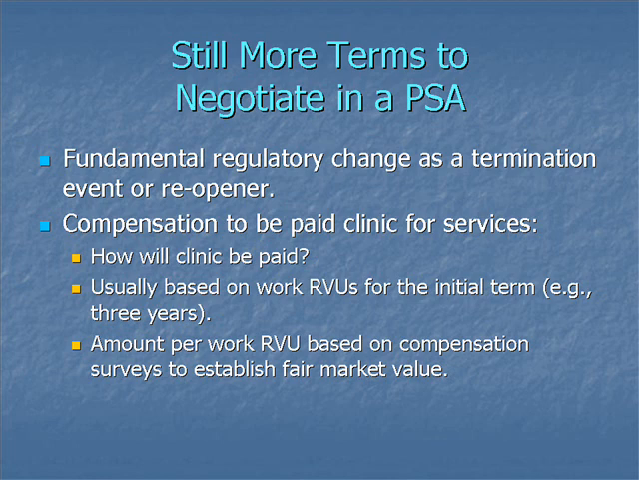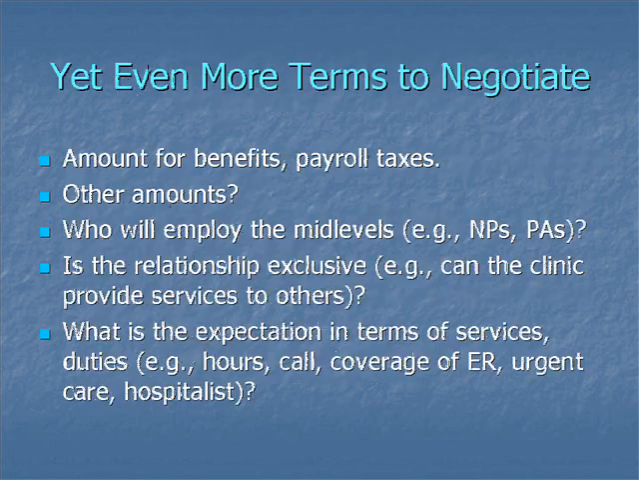In the past, and pretty typically, these have been based on work RVUs. So the number of work RVUs generated by the doctors, times a conversion factor, equals the amount that the clinic is going to get paid for their services. And that's usually spelled out for at least the first 2 or maybe 3 years of the PSA. The conversion factor is usually set. The conversion factor may vary based on how many RVUs the doctors are generating, but that typically is spelled out in the PSA. Those are then verified by looking at compensation surveys to establish fair market value.